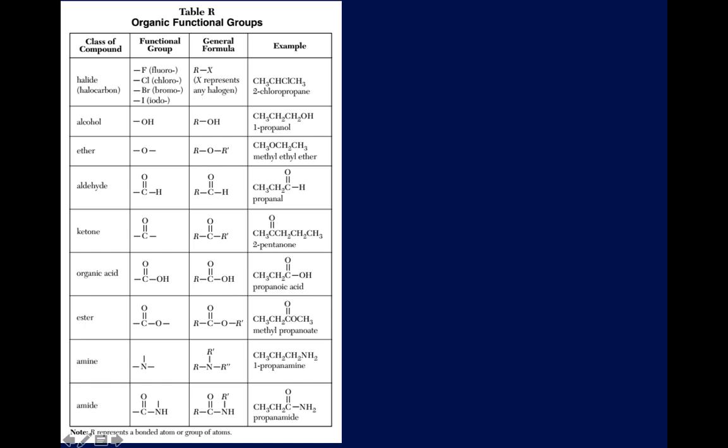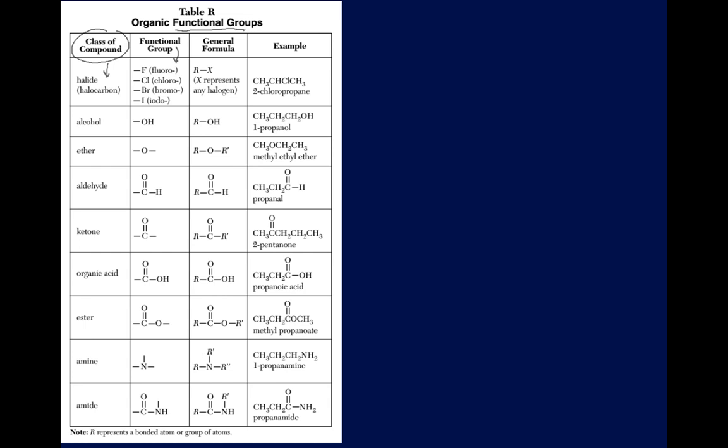So if you take a look at table R, which is our last table, you'll see that this is labeled functional groups. The class or the name of the functional group is in this column. The functional group of what it actually is is in this column. Whenever you see these lines or dashes, that means it's bonded to the carbon chain.